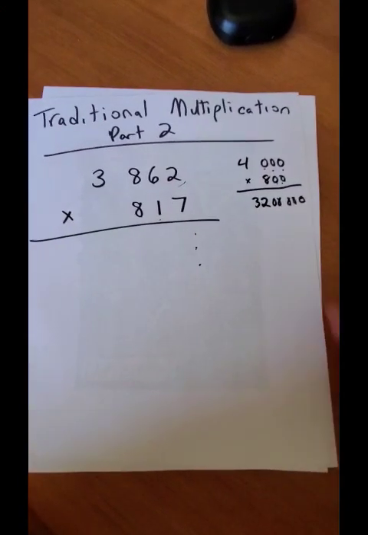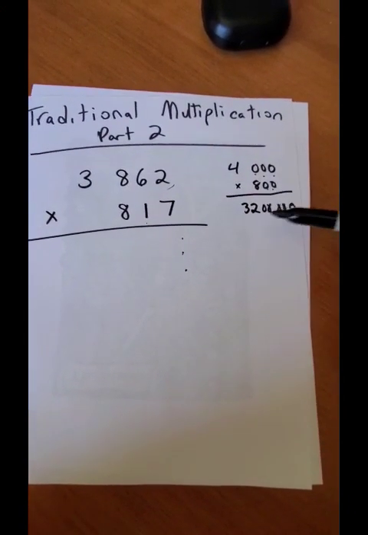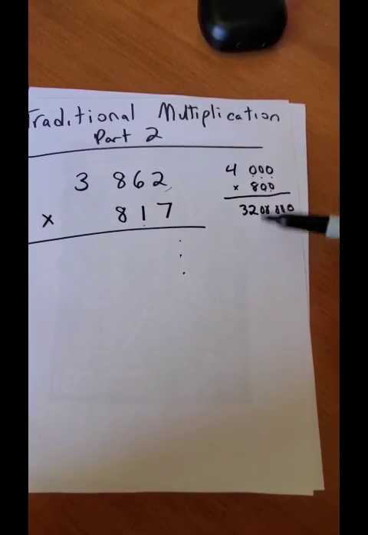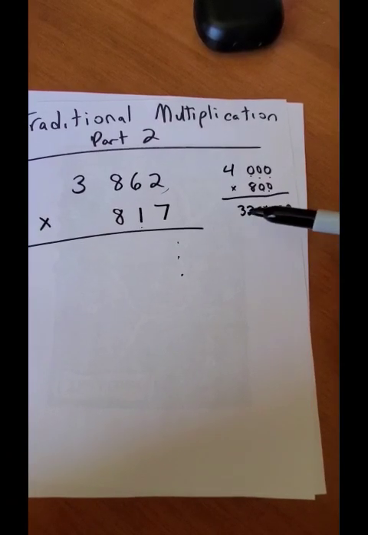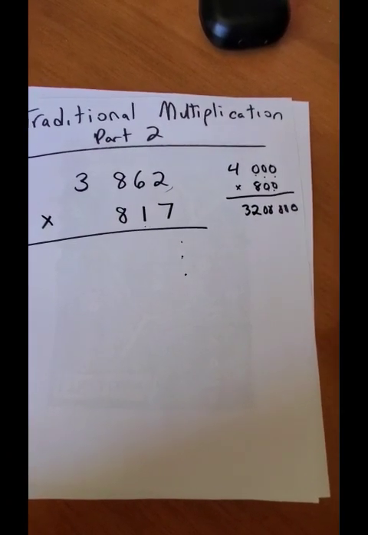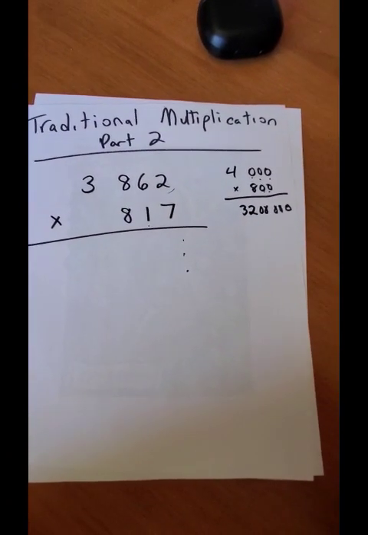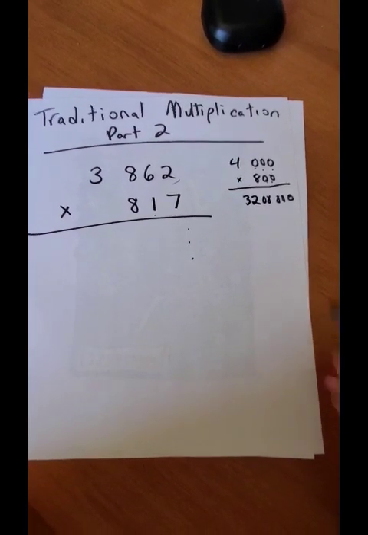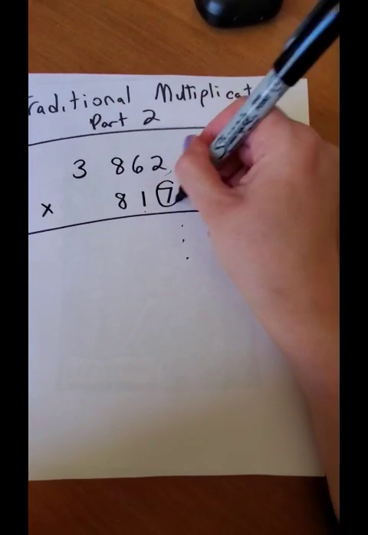Oh, messy writing. Okay, so I don't really have my answers spaced out very well here because I was running out of space. But this is 3,200,000, the end. So I know that my answer is going to be close to that. Ooh, that's a big number. All right, start out with my 7.